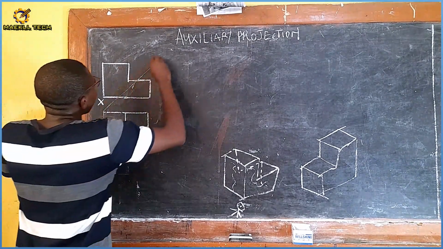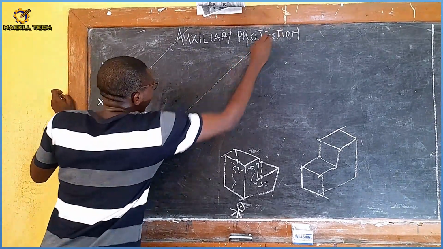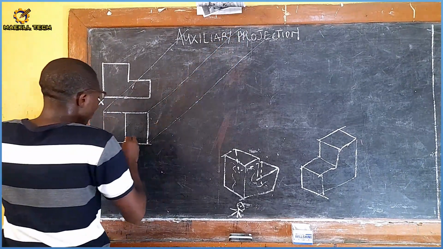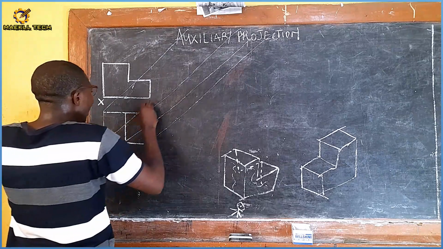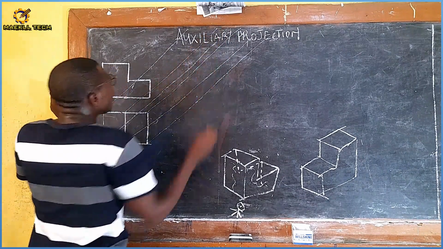So at 45 degrees, sorry if my hand is not straight. Okay, at 45 degrees, I project each of those points faintly at what? 45 degrees.